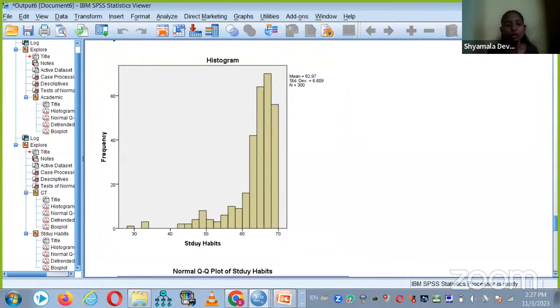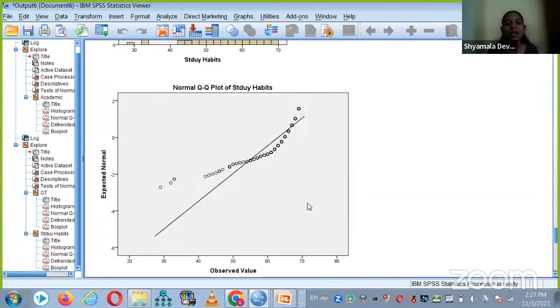Similarly, if you check the QQ plot, see the plots go away from the straight line. It is not along the straight line. So this clearly shows that for study habits, the data is not normally distributed, but for home environment, the data is normally distributed. I hope now you understand how to check the normality.